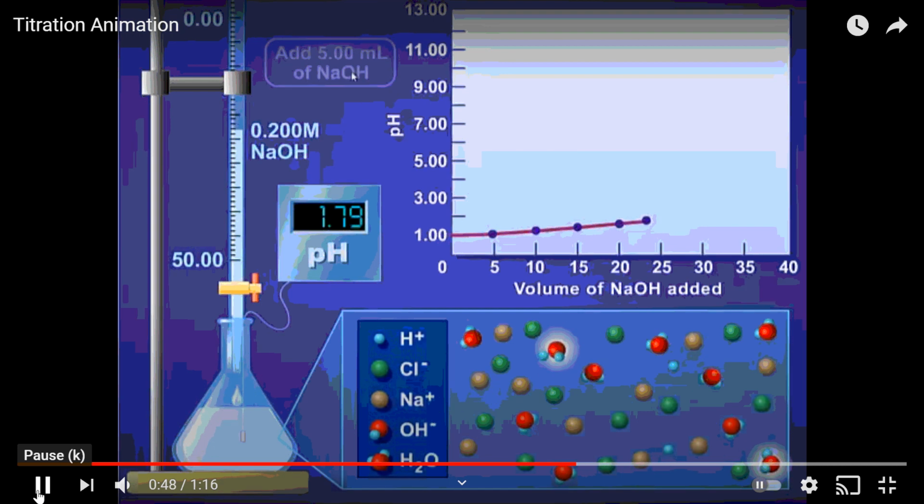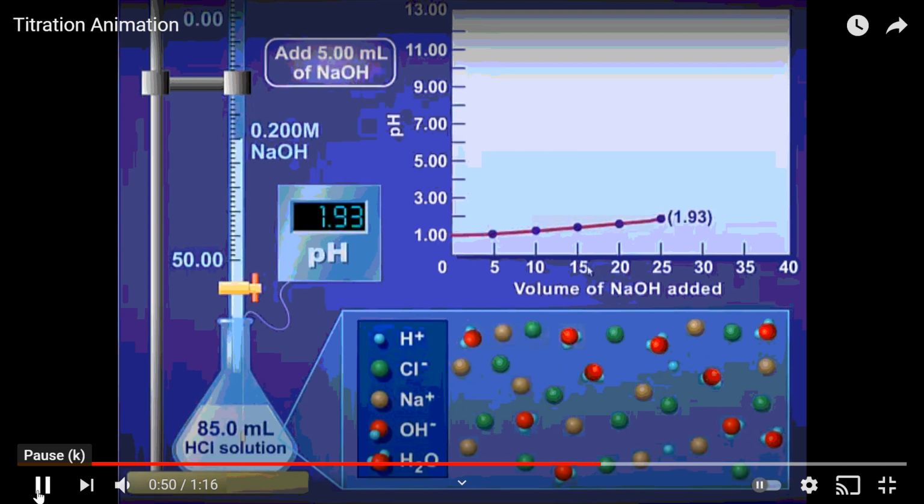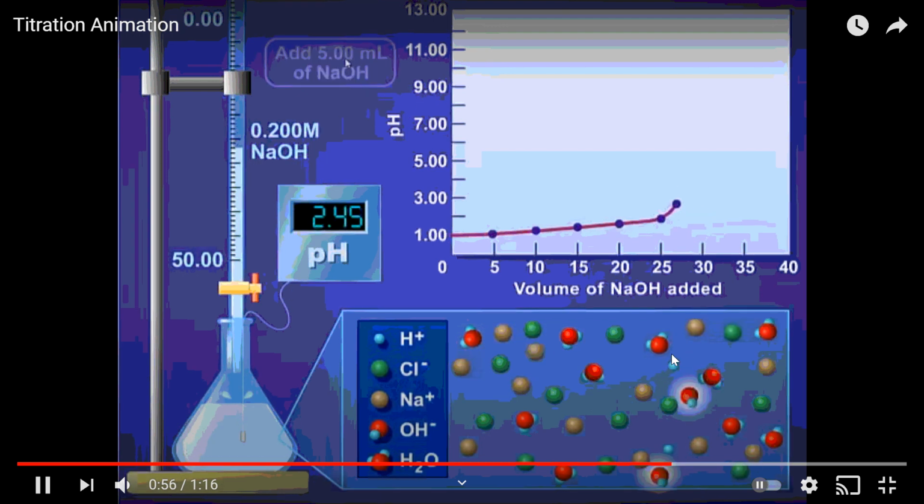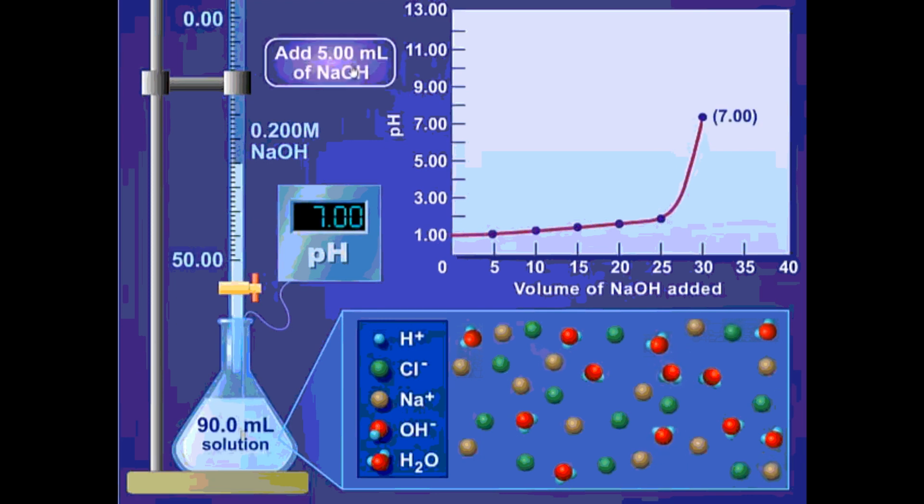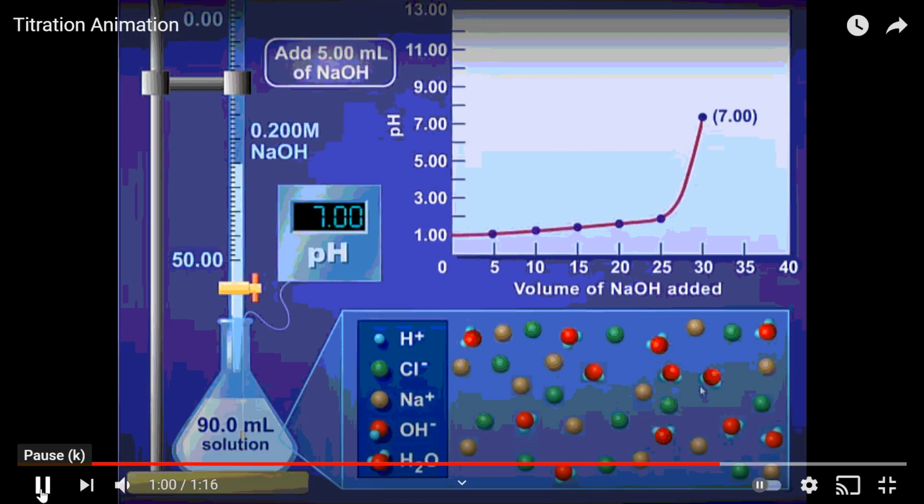So then you keep adding more and more and more. Still acidic. Okay, adding more NaOH. Boom. Look, we're at a pH of 7 because all of the H's have combined with the OH's. And that was after we added a total of 30 milliliters. So this is the equivalence point.